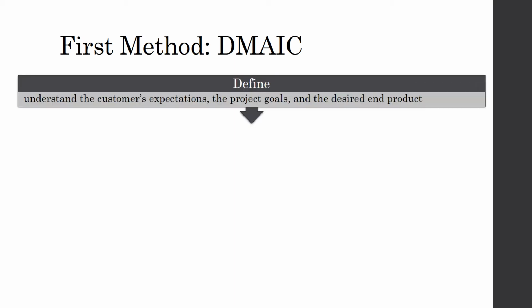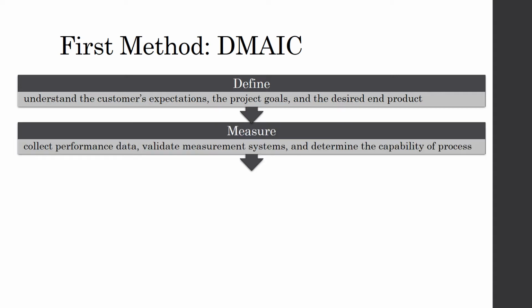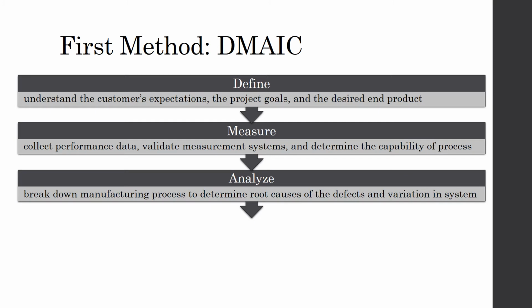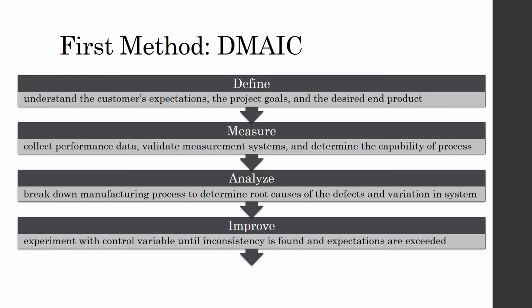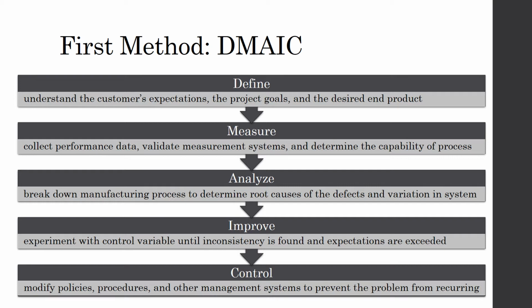There are two methodologies used in Six Sigma. The first is DMAIC and is implemented on current processes. The first step is to define the situation. This involves understanding the customer's expectations, the project goals, and the desired end product. The next step is the measurement phase, where data is collected, employees validate measurement systems, and determine the capability of the process. The analysis phase involves breaking down the manufacturing process to determine the root causes of the defects and any variation in the system. The improvement phase involves experimentation with control variables until inconsistencies are found and customers' expectations are exceeded. The last phase is the control phase, which involves modifying policies, procedures, and other management systems to prevent the problem from reoccurring in the future.